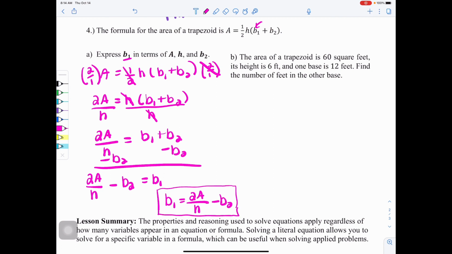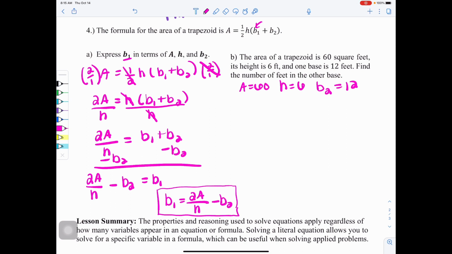Now, why does that help me? Because let's look at question B. The area of a trapezoid is 60. So A equals 60. The height is 6 feet. So it was 60 square feet. The height is 6 feet. And one base, so B2, we'll say, because we know we can find B1. So B2 is 12. We have to find the number of feet in the other base.